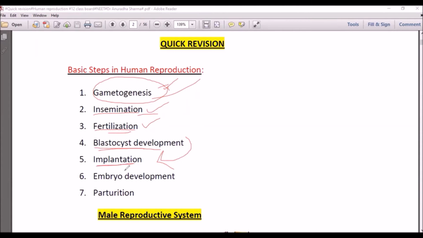So this is implantation. And sixth step is embryo development. Now after implantation, there is development of embryo which will further lead to fetus formation. And seventh is parturition, that is giving birth to the young one. After 9 months of gestation period, this parturition is there, that is giving birth to the young one.